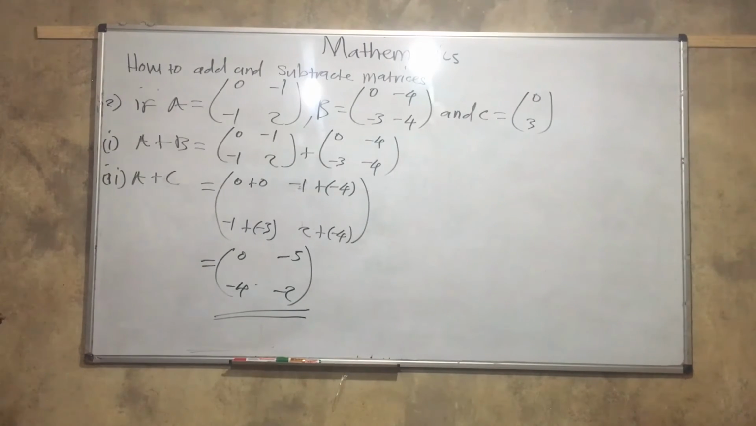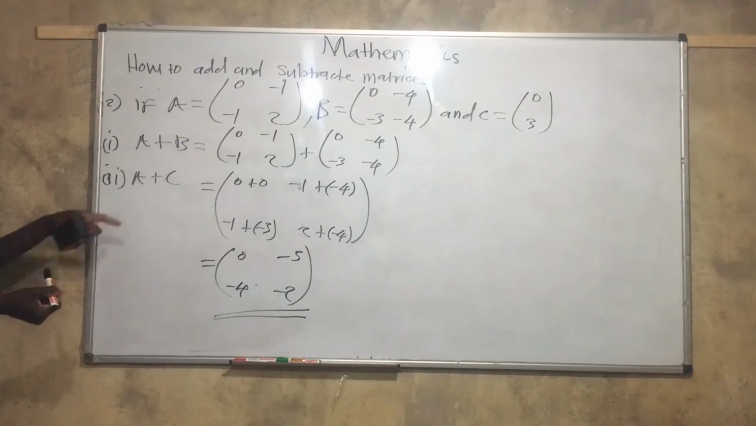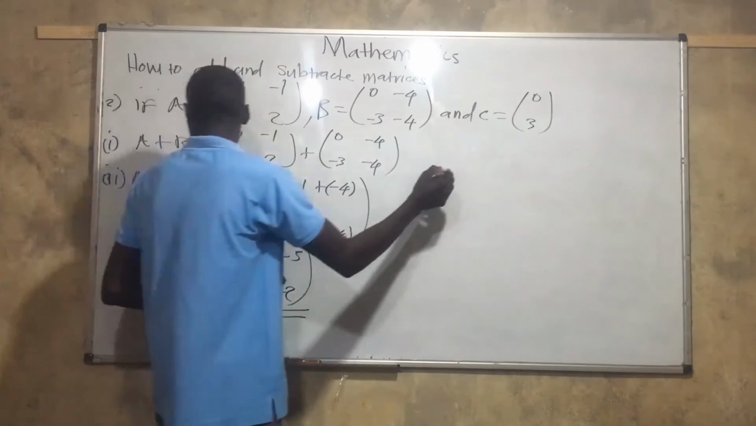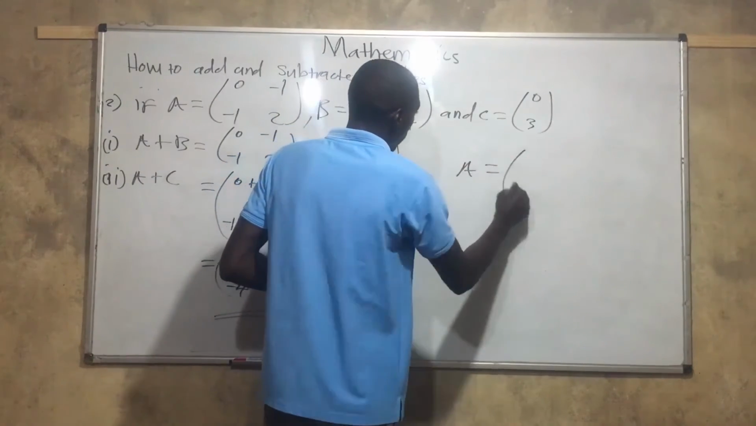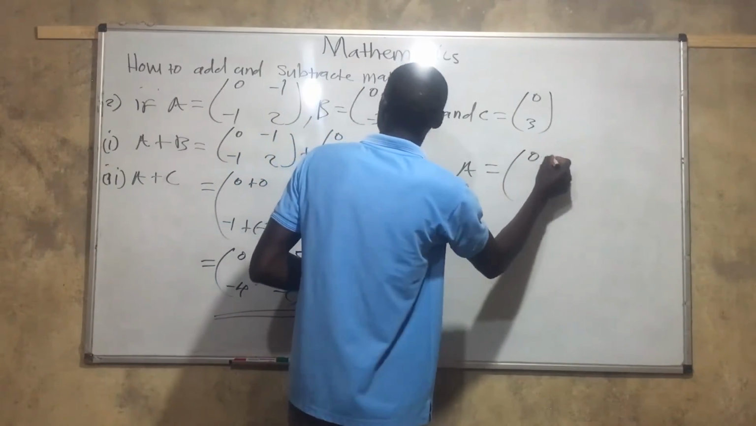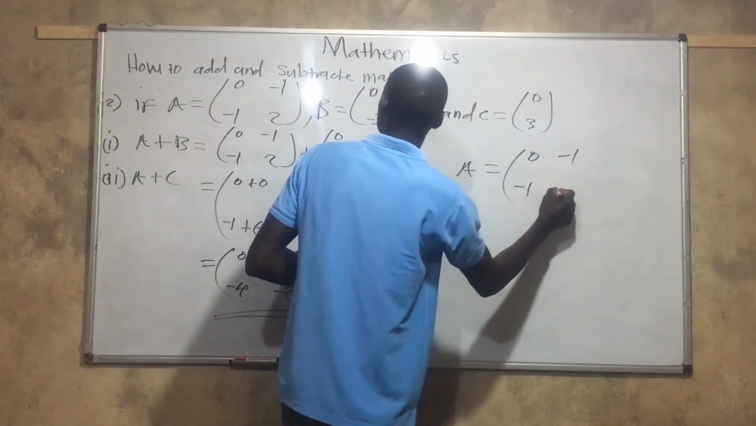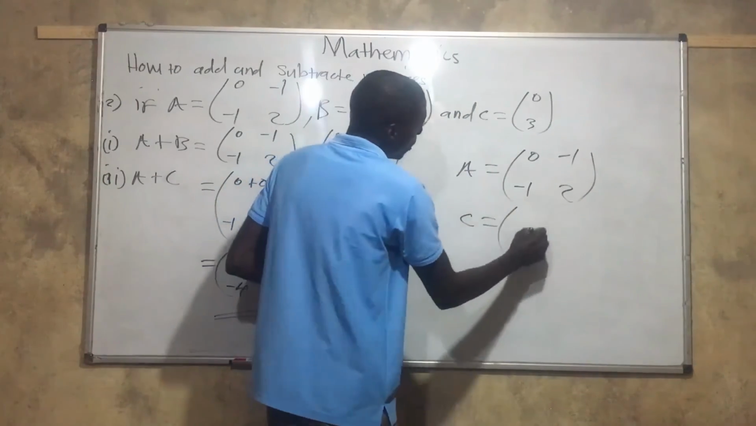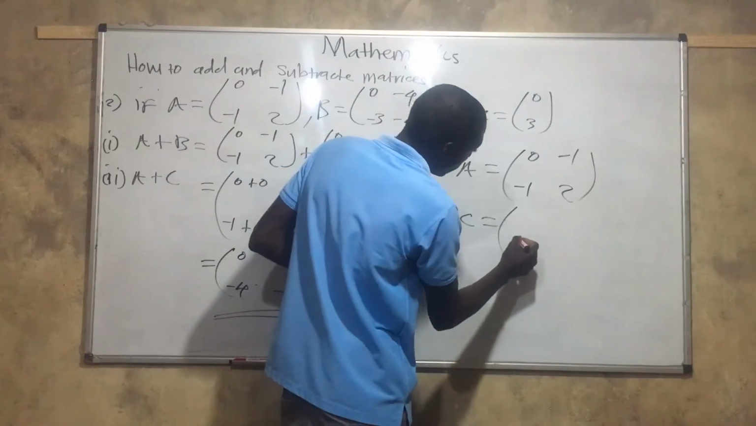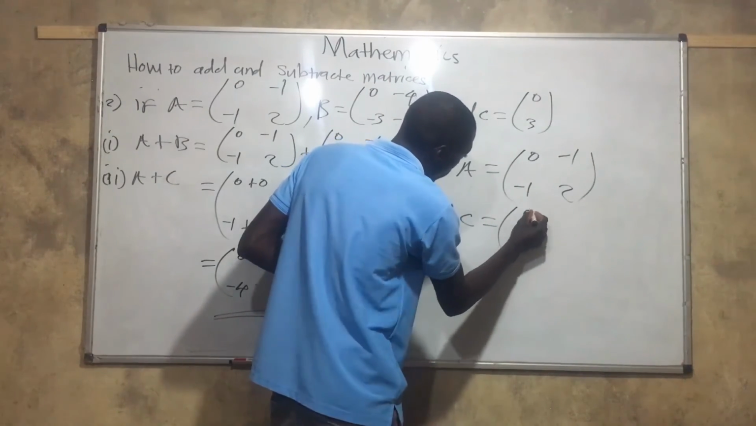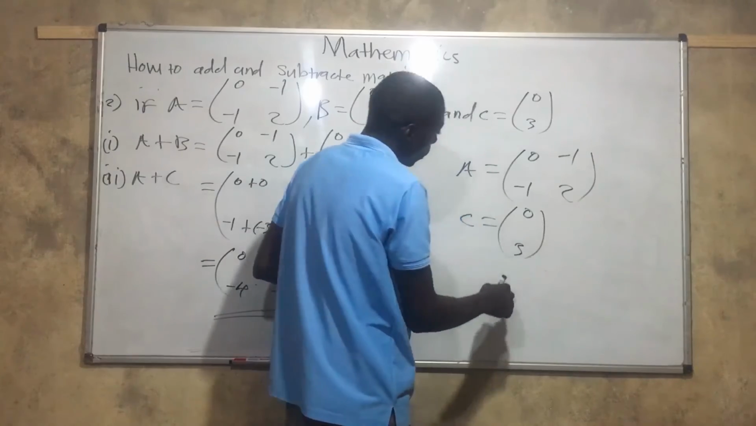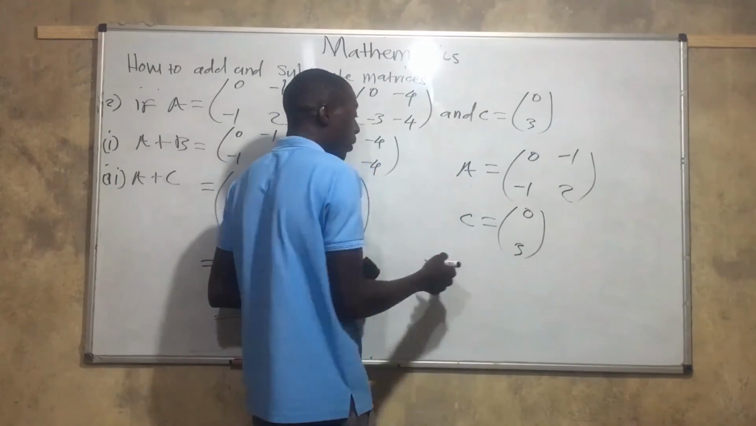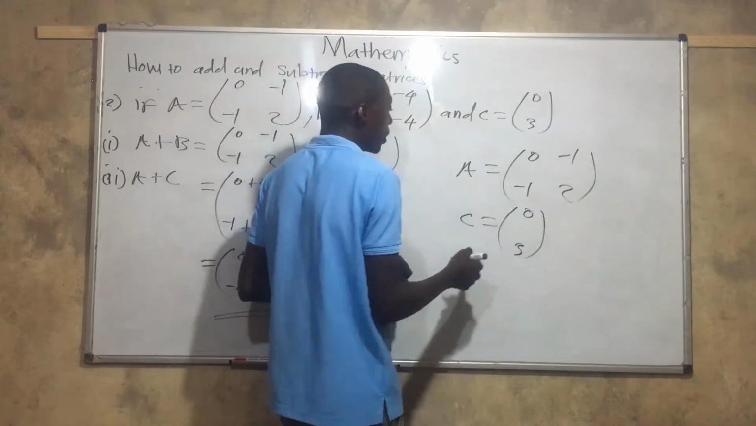Now when we go to Roman numeral number 2, we are told to add A plus C. If you see here, A is a 2 by 2 matrix, which is 0, -1, -1, and 2. But C is a 2 by 1 matrix, which is 0, 3. We have 2 rows and 1 column. So the order is a 2 by 1 matrix, but this one is a 2 by 2 matrix.